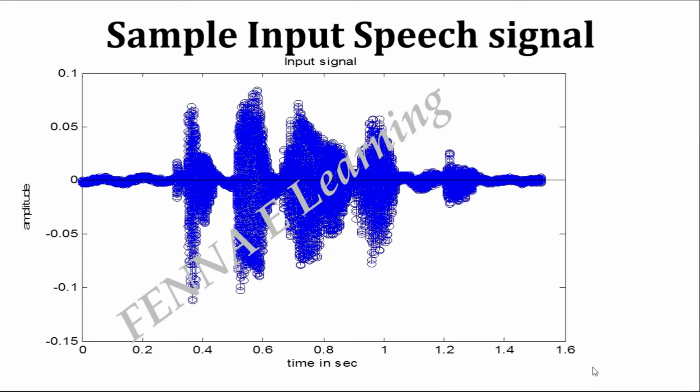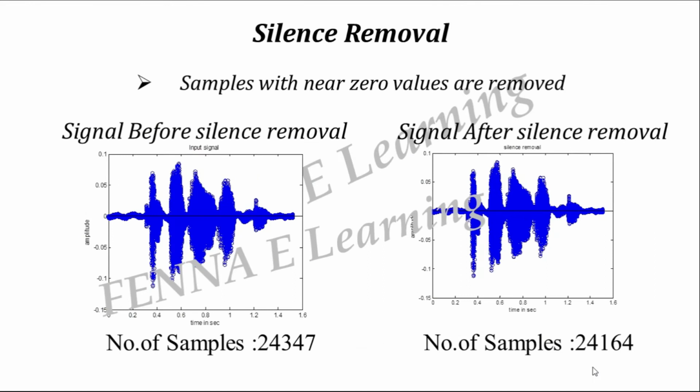And this is the sample input speech signal from the database. This is the silence removal operation. In silence removal, the samples with near zero values are removed, to reduce the complexity of the signal present in the database. So this is the signal before silence removal. This is the signal after silence removal.